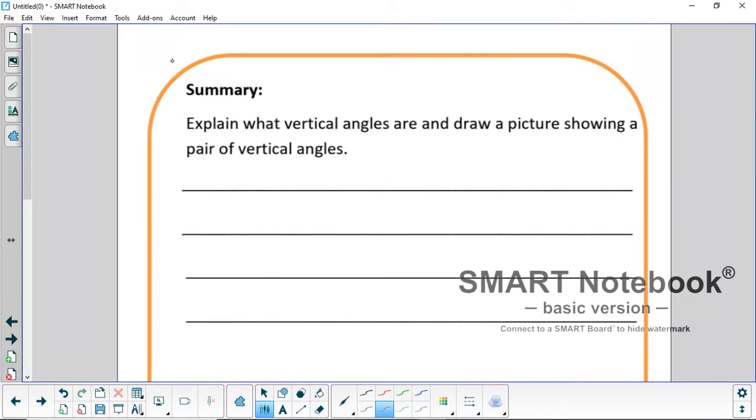And finally, we have our summary for these notes. So we will complete this as a recap of this material.